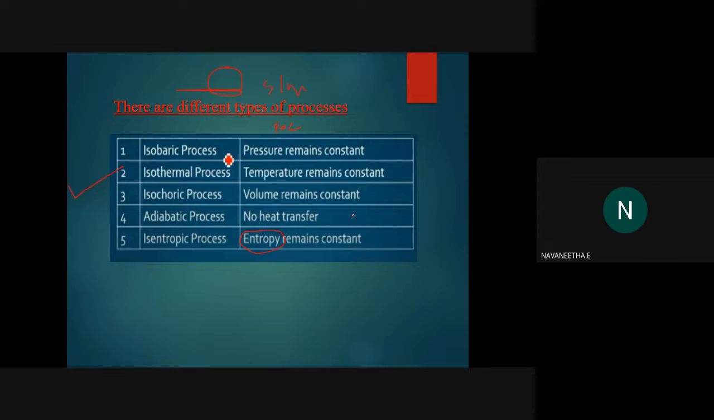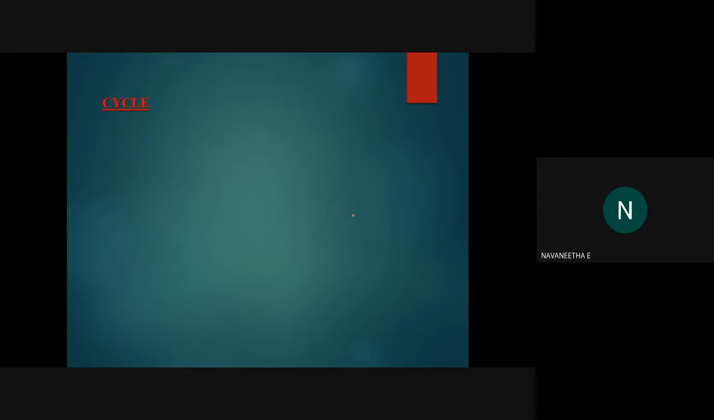So next one is cycle. What is cycle? You can define cycle. It is a continuous process. Okay, so I need a repeat of the definition for the cycle. Once more, please. What is cycle?